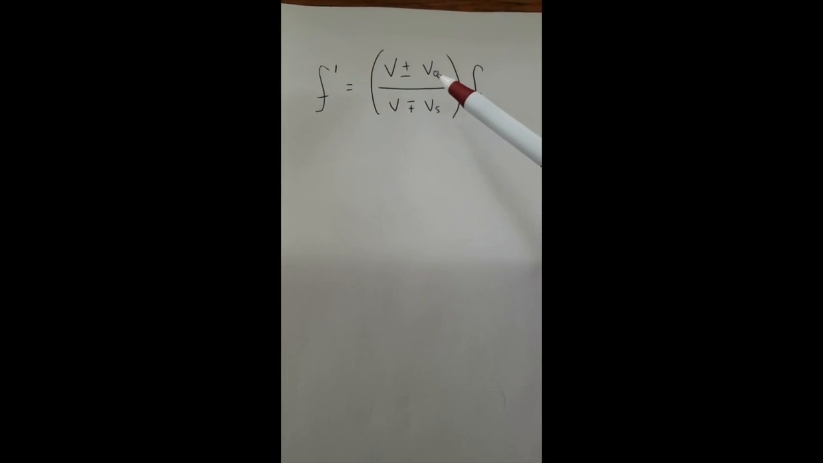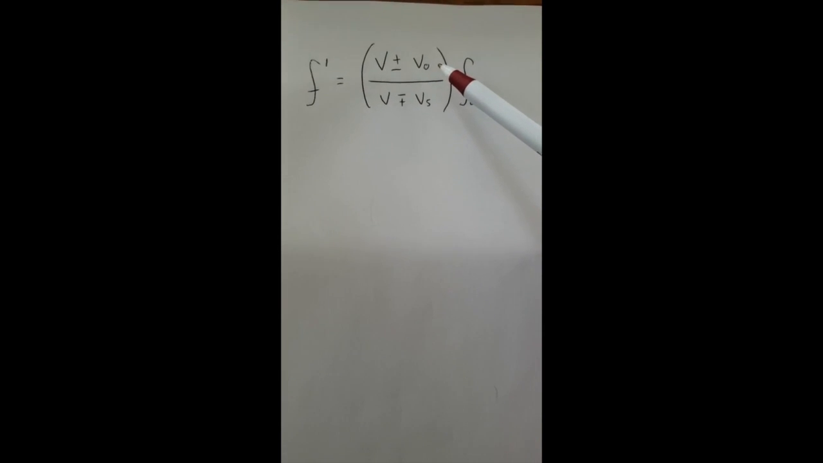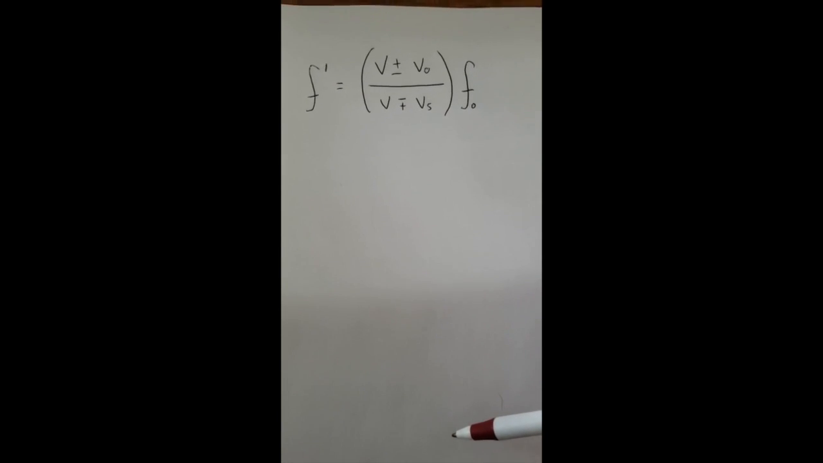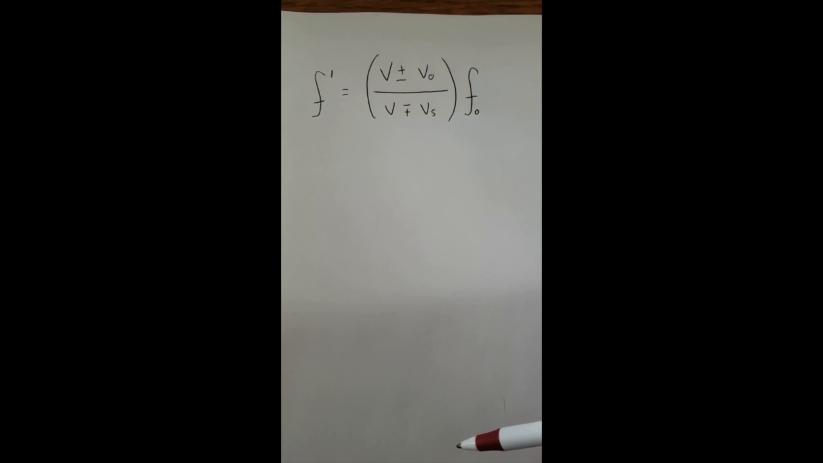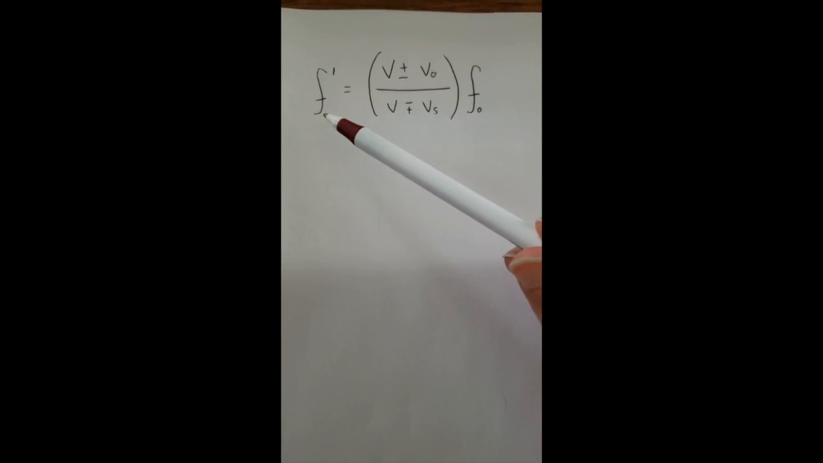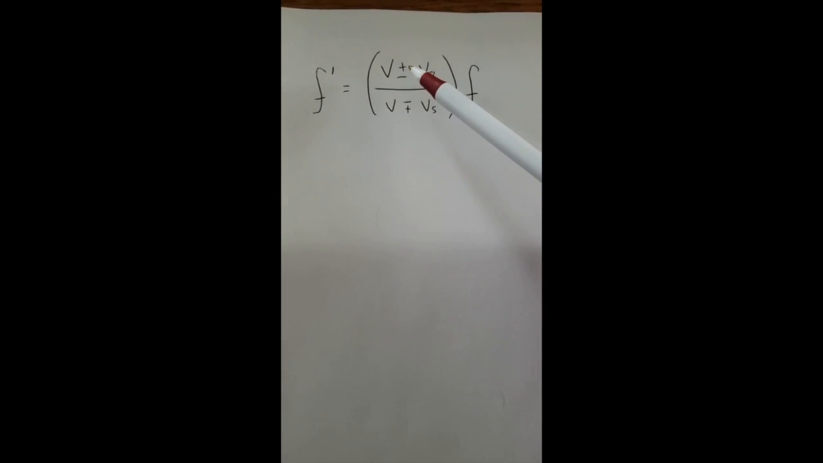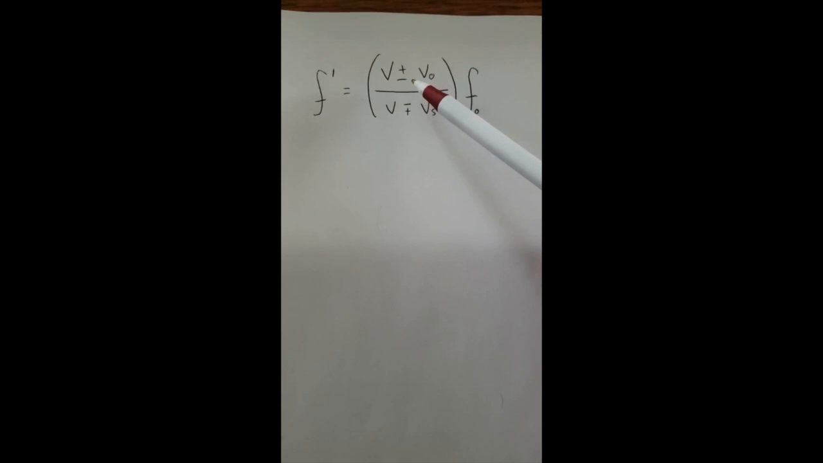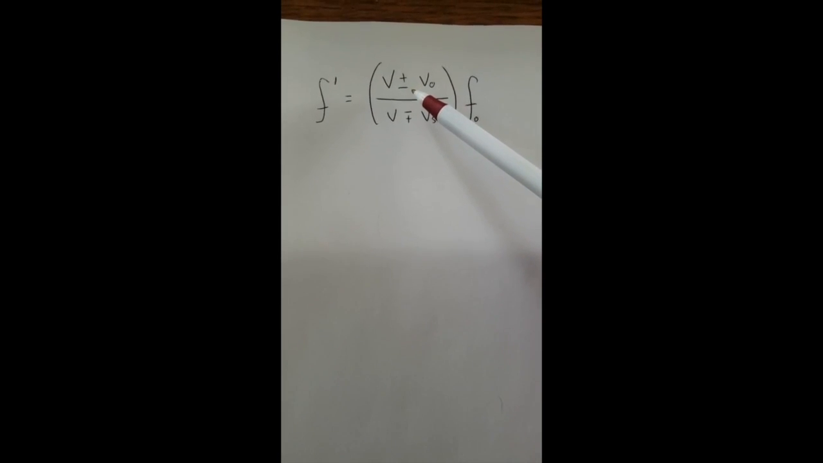For V0, the speed of the observer, the same thing kind of happens. If the observer is moving towards the source, again, the wavefronts are going to bunch up, which means they get closer together, so a smaller wavelength, which means the frequency will increase. So if we want our observed frequency to go up, we use addition on the top. If it's moving away, the wavefronts are going to spread out, which means bigger wavelength and smaller frequency, so we use subtraction.